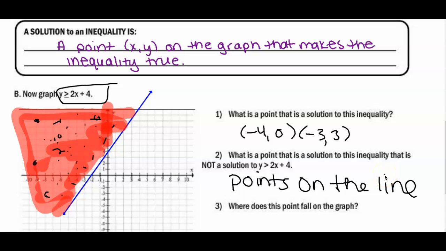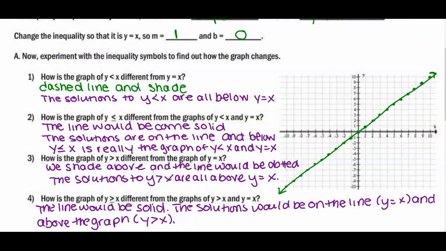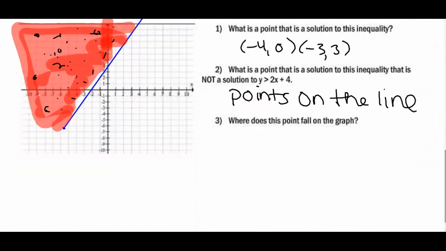So the difference is, what is a point that is a solution to the inequality that is not a solution to that? Points on the line. The equal to makes the points on the line true. The not equal to makes the points on the line false. Oops. So technically my points on the line kind of is this answer. And like number 2, it should have just been give me a point. So you could have given me 0, 4, etc.